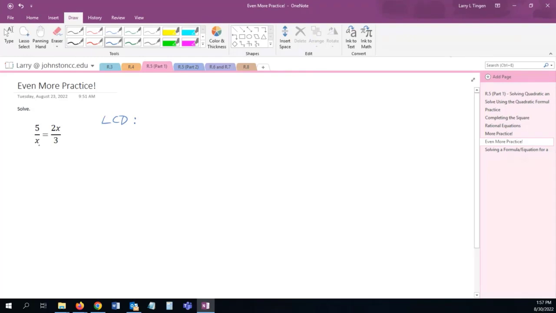What's the LCD? Well, this has a 3 in it. This has an x in it. The LCD is 3x. So I want to clear fractions, and that's what I'm going to do. Came here to take names and clear fractions. It's terrible. All right. And then multiply both sides by the LCD. What does that do? Now I have 3x times 5 is 15x. 15x divided by x is 15. And then on the right, the 3's divide, leaving me with 2x squared.